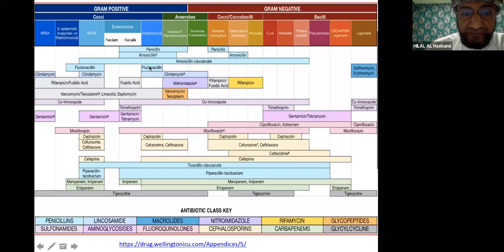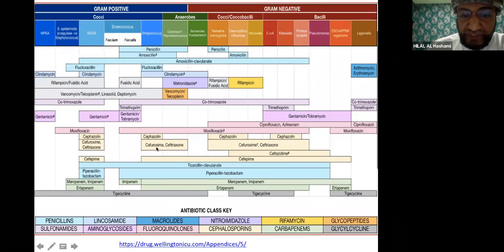Although you can see here the flucloxacillin, that is penicillinase-resistant penicillin, it also acts against streptococcus, but it does not have that optimal effect against streptococcus like penicillin. The other point here, if you see the fluoroquinolones, moxifloxacin and levofloxacin, moxifloxacin, which is the fourth generation of the fluoroquinolones, maintains that gram-positive coverage compared to others.